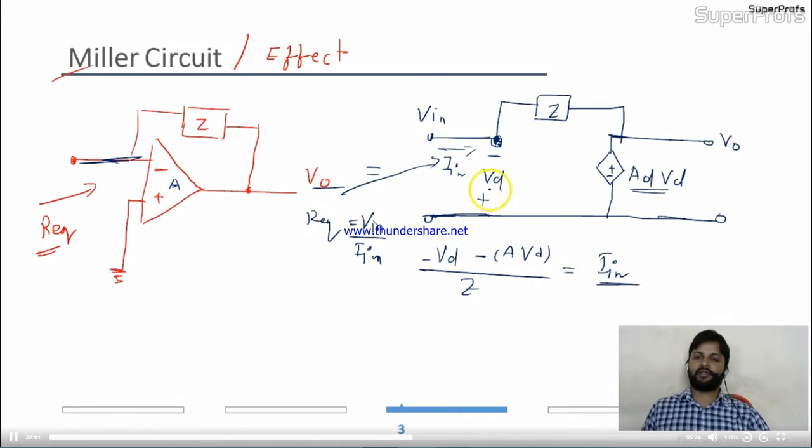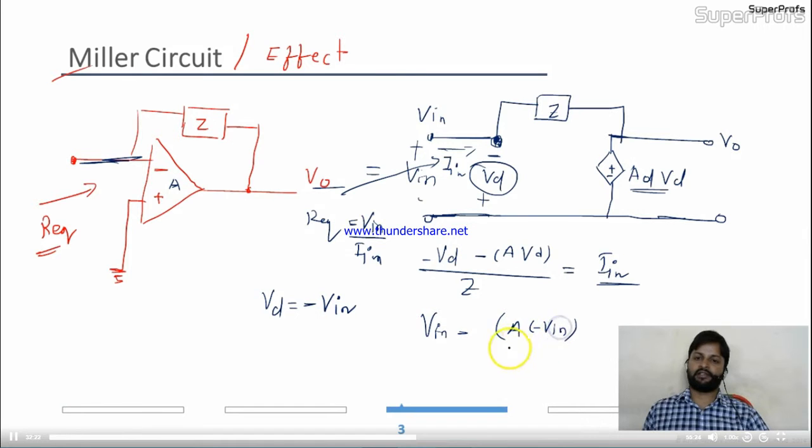Is it okay? Now what is the relation between VD and Vin? Both are the same because Vin is this and this. With the negative relationship, VD equals minus Vin. So this will become Vin, and this will become minus Vin divided by Z. Is it okay to you?